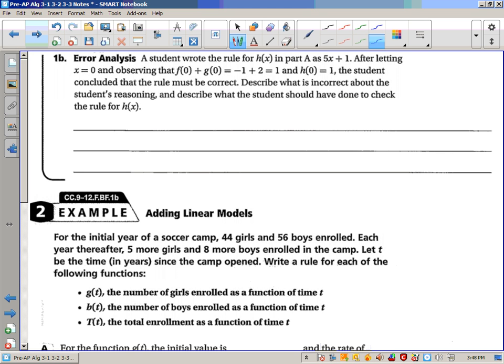Now this person, using the same two functions that we just talked about, instead of getting x plus 1, got 5x plus 1. So they got a different answer than we did, but when they put in x equals 0 for their input to check and make sure they got the right thing, they did get the same output value for f of x plus g of x and h of x. So they thought, I got the right answer.